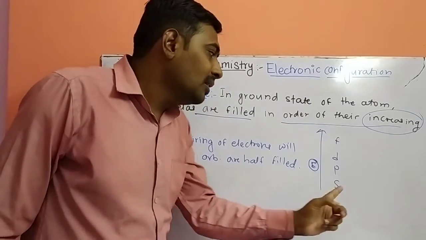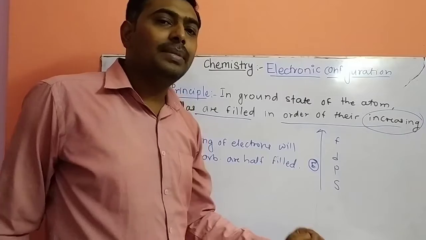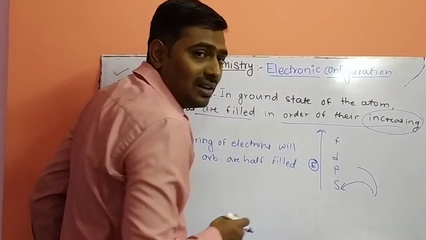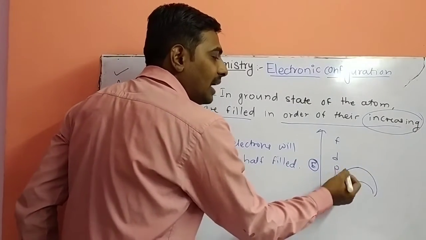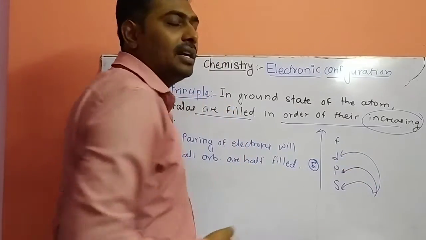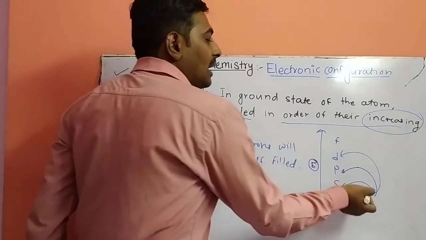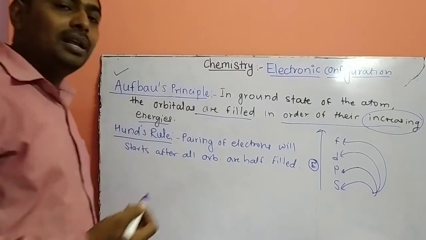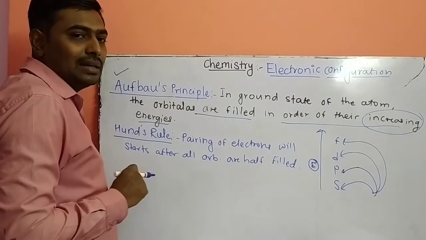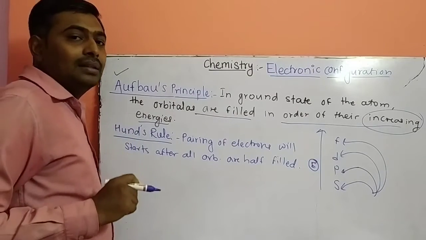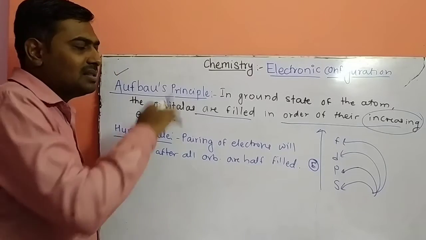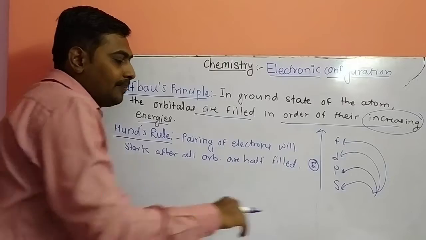Aufbau says that the lower energy orbital is filled first. When the lower orbitals are filled, then electrons enter the higher orbital. When the p orbital is filled, then electrons enter d. When the d orbital is filled, then electrons enter the f orbital. And the second rule is about pairing of electrons. Hund's rule says that the pairing of electrons will start only when all orbitals are singly filled. We'll discuss how these two rules are implemented.